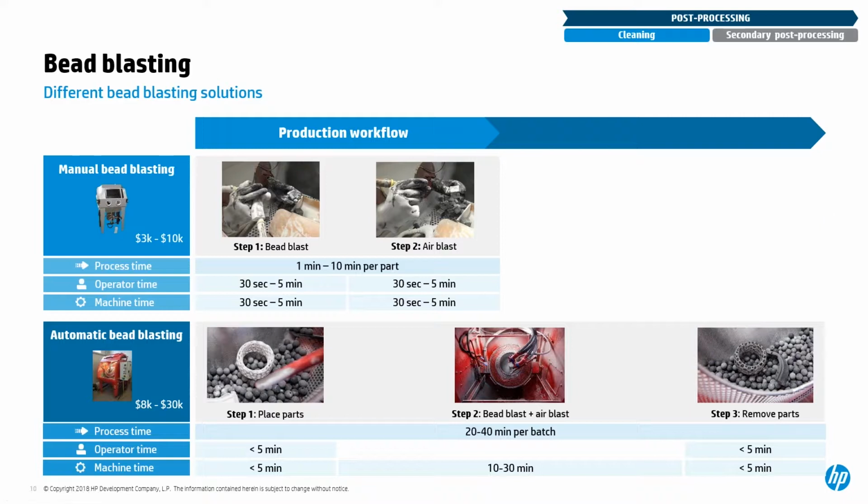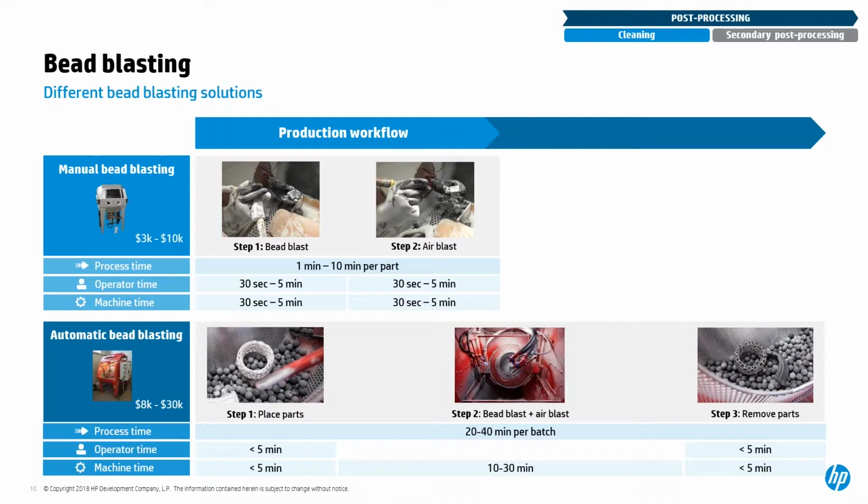Moreover, in the automatic bead blasting, as it is an automated process, you can prevent variability in the cleaning of the parts. So for this reason, if you want to produce final parts, it is recommended to use automatic blasting to ensure this consistency in the surface finish.